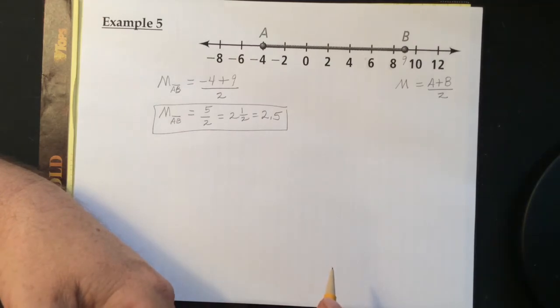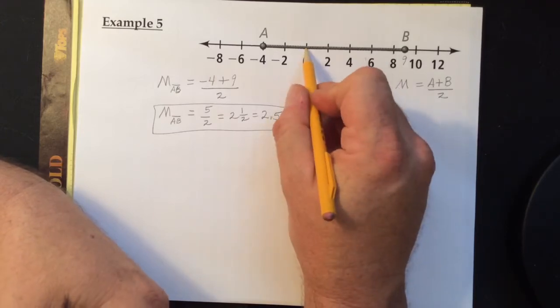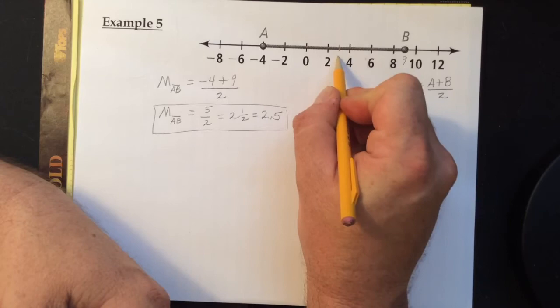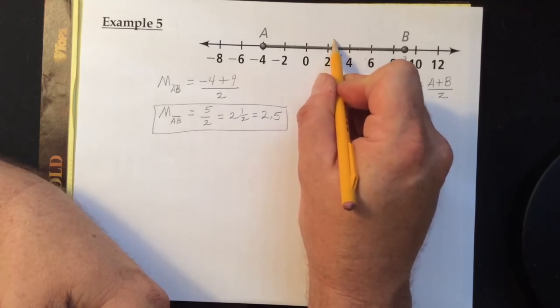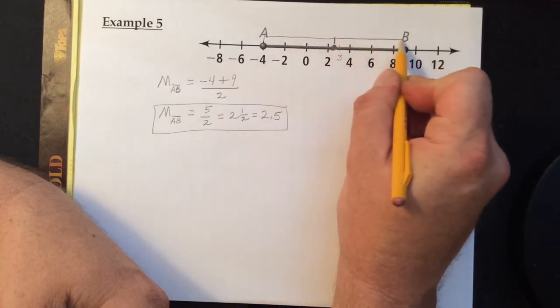Let's check it out and see if it looks like the midpoint. Let's plot 2.5. Start at 0, go to the right 2, and this is 3 right here. 2.5 would be right here. And if you'll look, it sure does look like the midpoint, and it is.